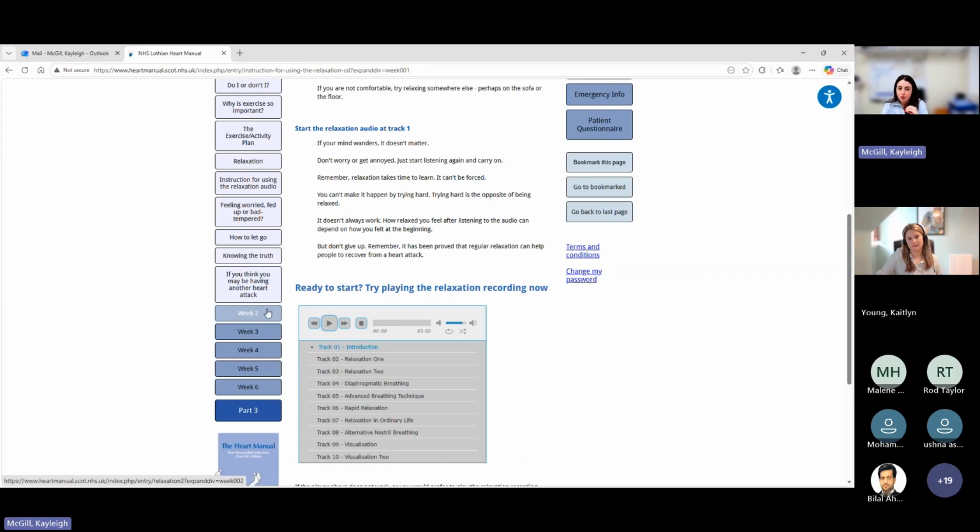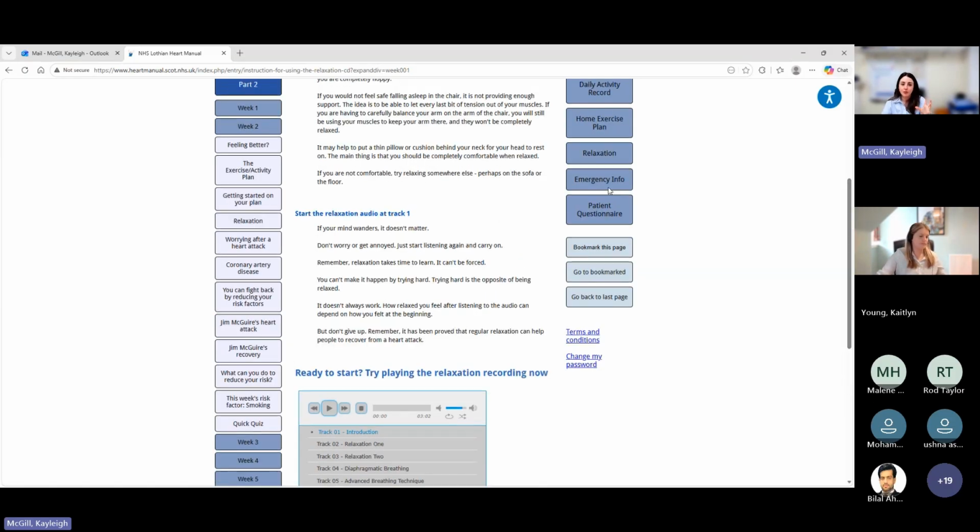So then if we move into week 2, again, they're building upon their exercise and activity plans. They can again access the relaxation materials. And from week 2 onwards, there's a different risk factor that's focused upon. So you can see within week 2, this is smoking.